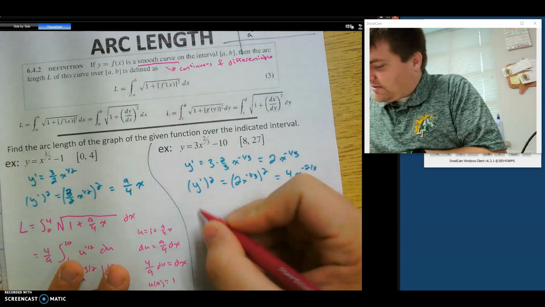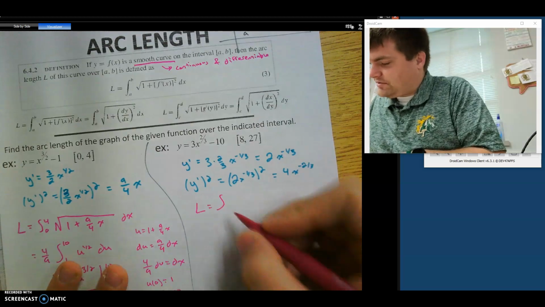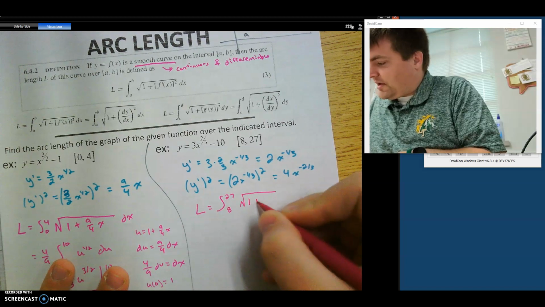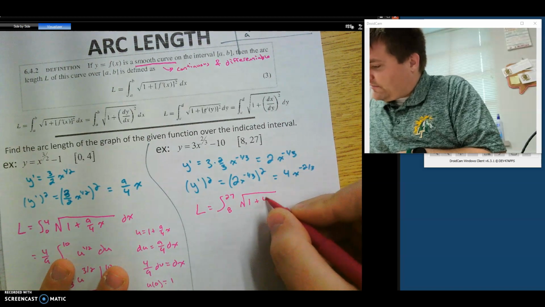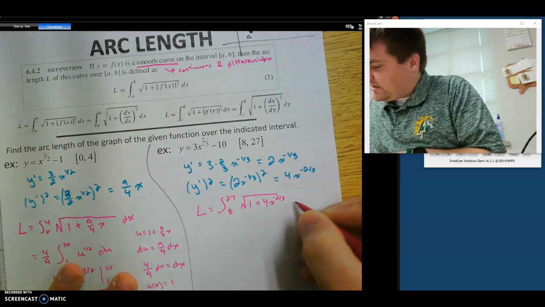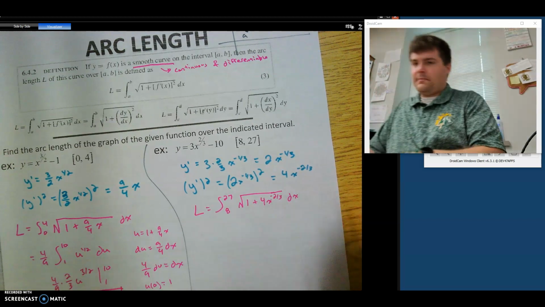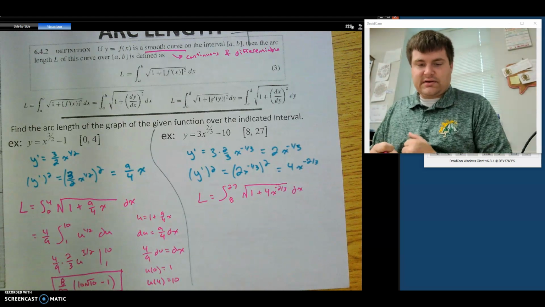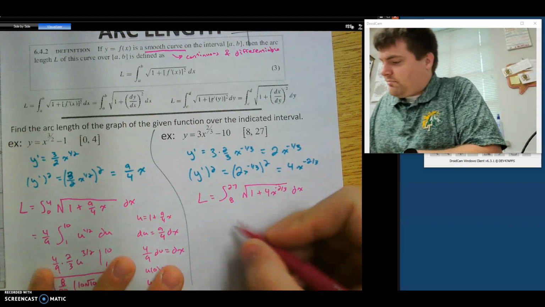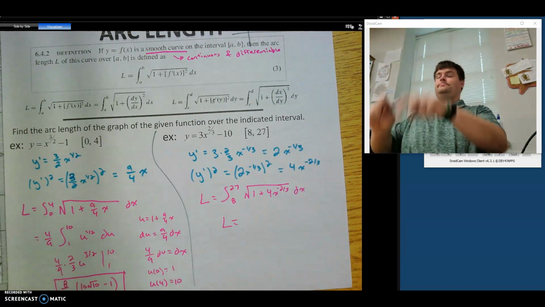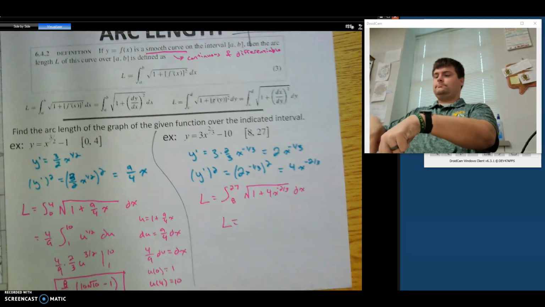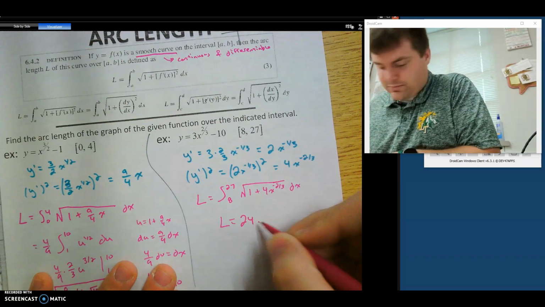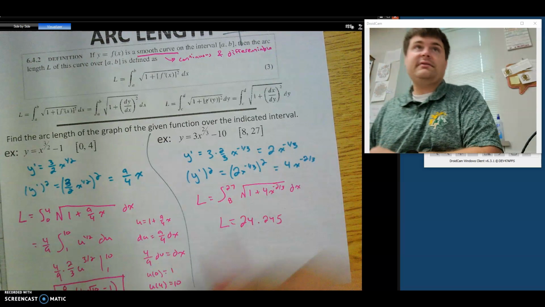Ready, set. Let's go ahead and find the length of this now. So we're going to go from 8 to 27, square root of 1 plus this guy right here, 4x to the negative 2/3 dx. Now there is a way to do this, but we'll just go ahead and let you use your calculator on this one. So I'm going to plug this into my calculator. Okay, and I get an answer here of 24.245. And that is all.